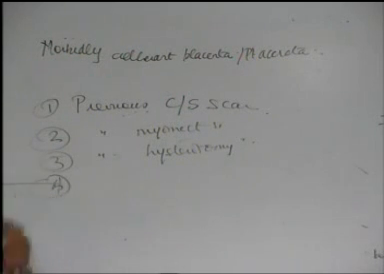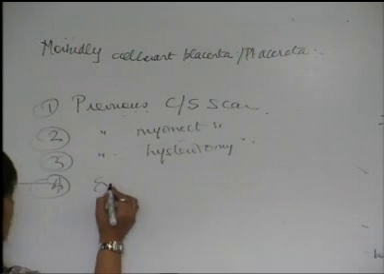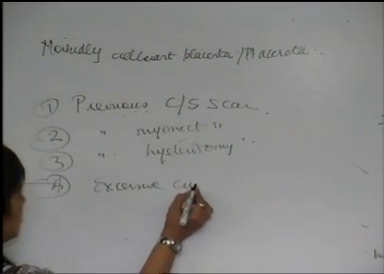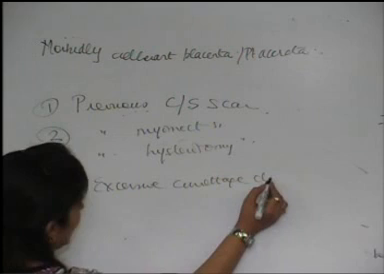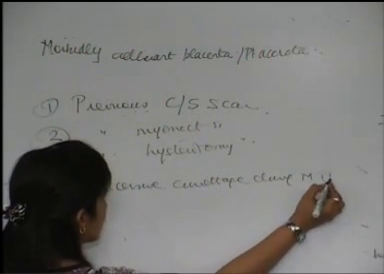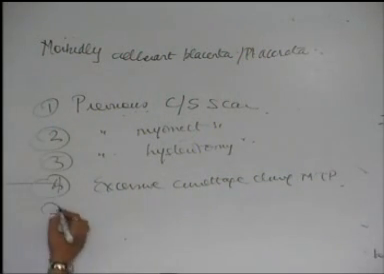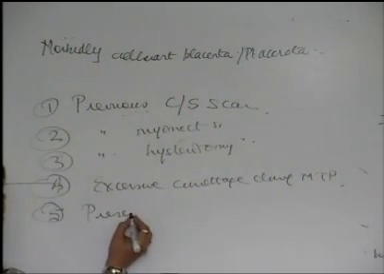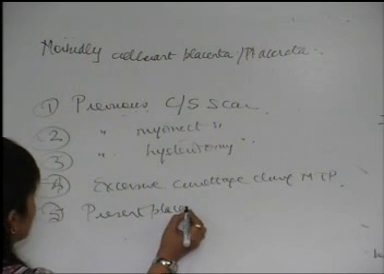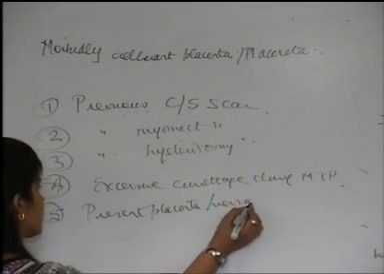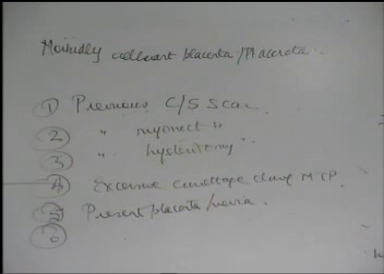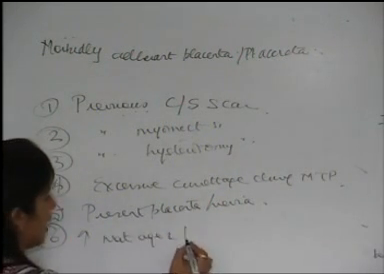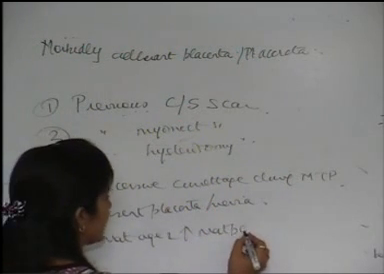Number four, if you have done excessive DNC, excessive curettage during MTP. Number five, if there is present placenta previa. And number six, if there is increased maternal age and increased maternal parity.